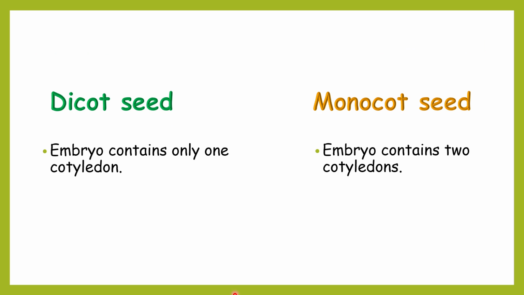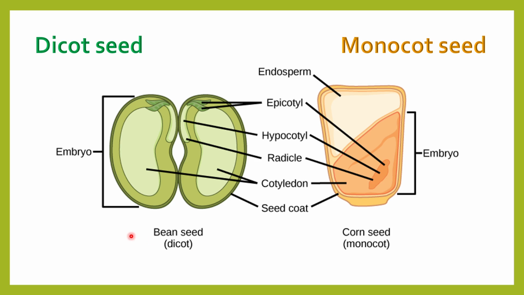Dicot seed, the embryo contains two cotyledons. Monocot seed, embryo contains only one cotyledon. In this picture, we can see that the dicot seed has two cotyledons, whereas the monocot seed has only one cotyledon.